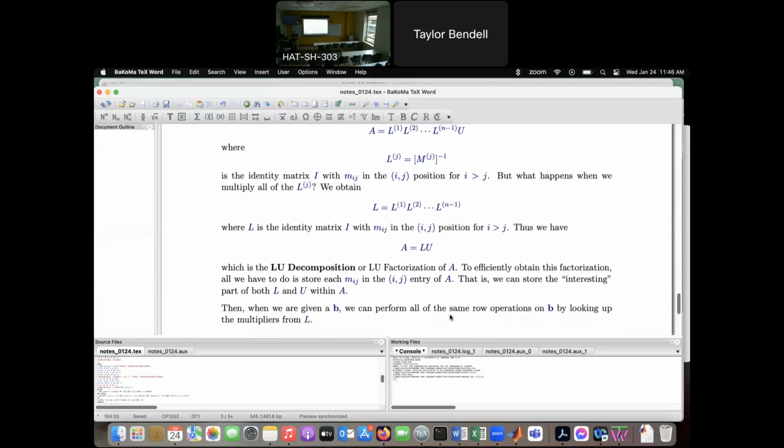We have the values of the multipliers stored there, and the position of each multiplier tells us what the row operation was. For example, if you have some number in the 3-2 entry of L, then what happened was you subtracted that multiplier times row 2 from row 3. So it's the position and the numbers themselves that give us this transcript of how Gauss elimination proceeded.